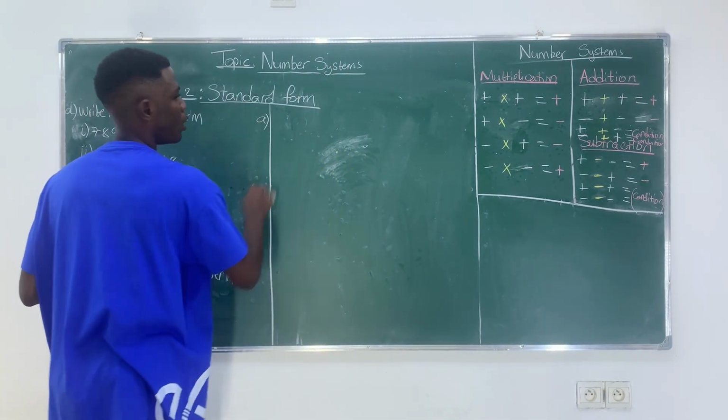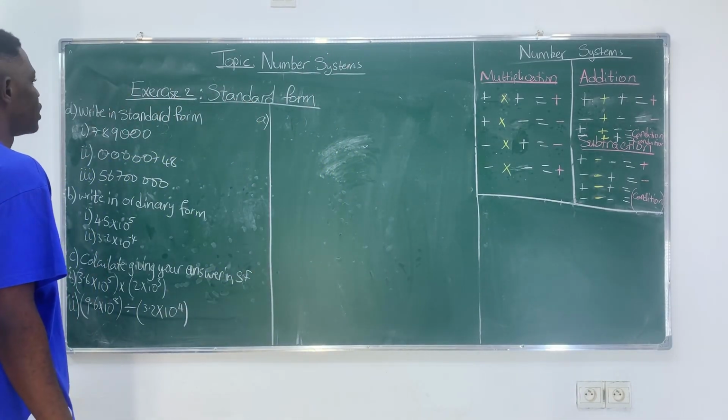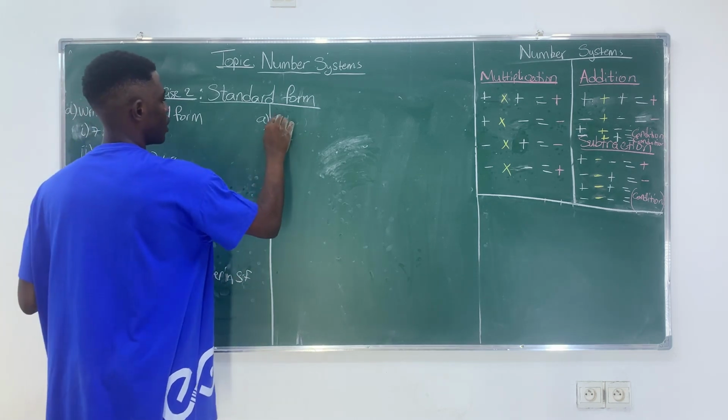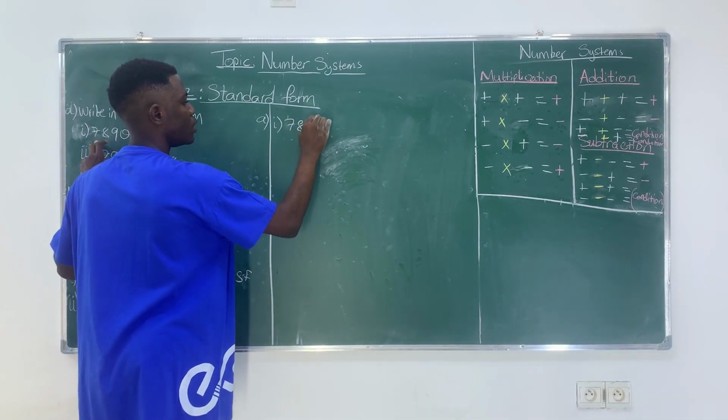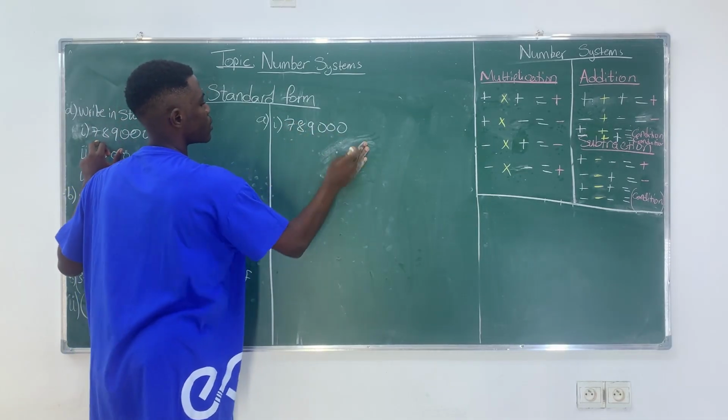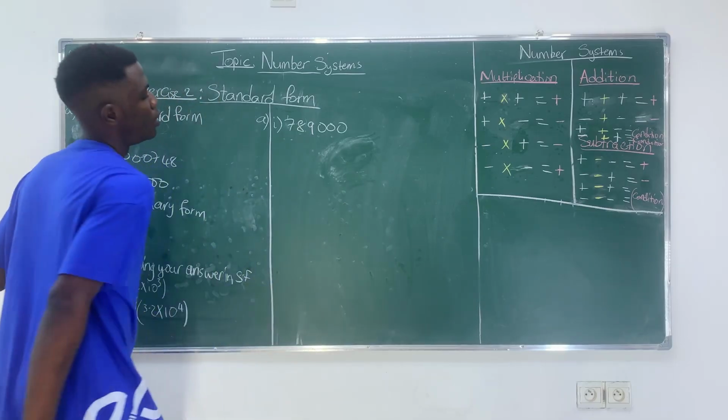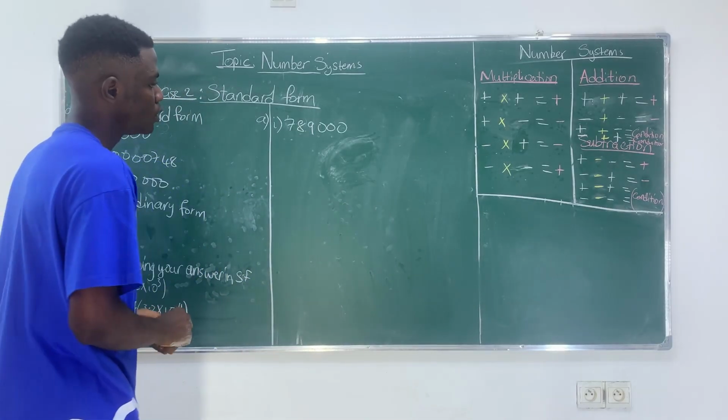So firstly, we're going to write this in standard form. That is 78900. Standard form.